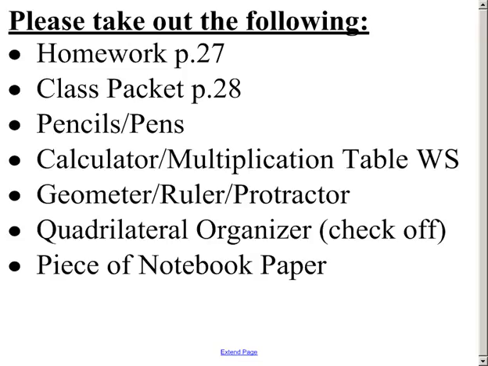Today is day 11 for geometry. Please take out your homework, page 27. Class packets are open to page 28. You'll need your pens or pencils, highlighters, calculator, your geometer, ruler or protractor, your quadrilateral organizer or check-off page, and a piece of notebook paper. Please get those things out so we're ready to begin the lesson.